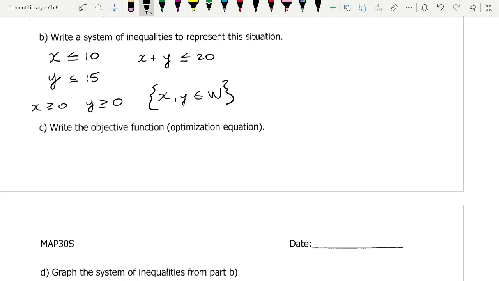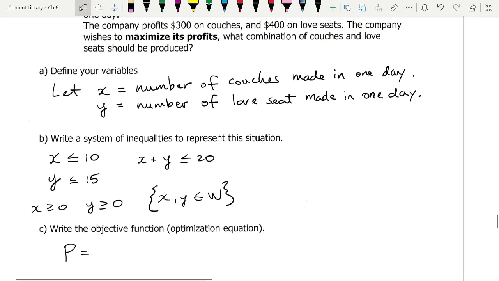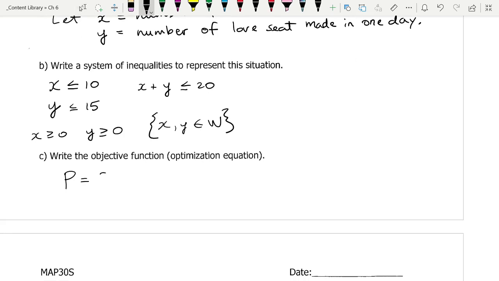The objective function is that I profit. Now go back to what it says in that last sentence there. $300 for every couch and $400 for every love seat. So my profit will equal 300x plus 400y. And notice that one is an equation, because it's not more than, it's not at least, it's not up to. That's what my profit is.